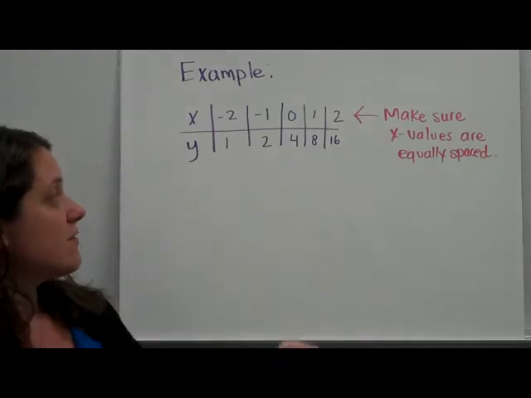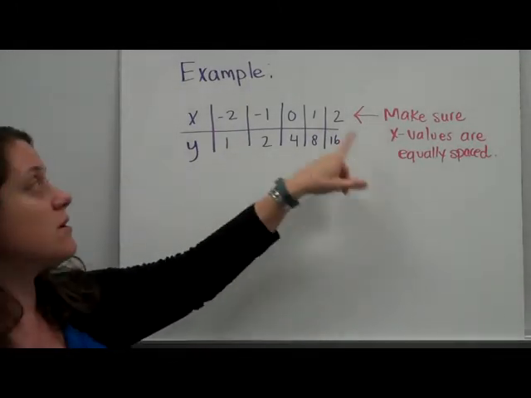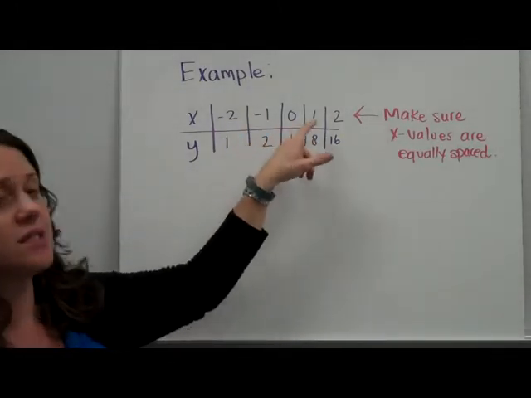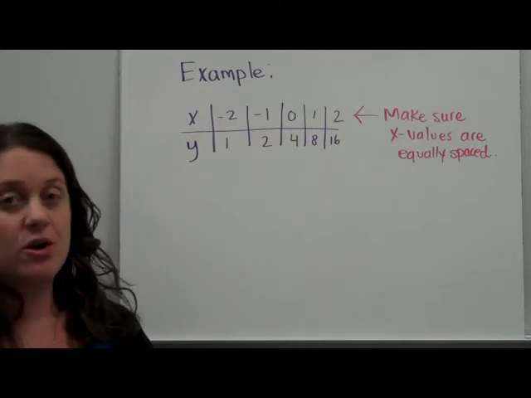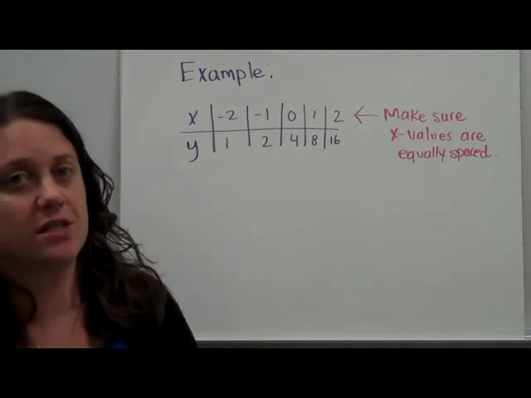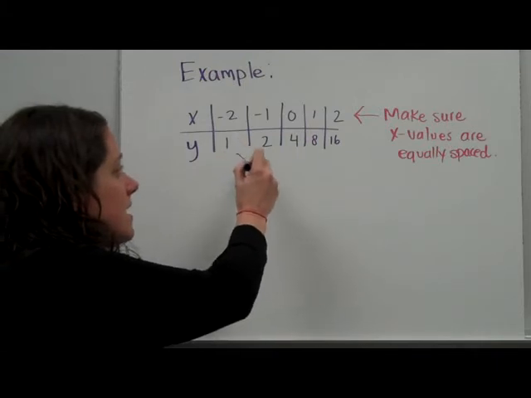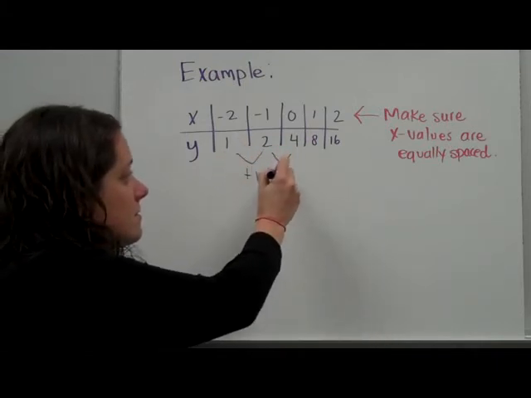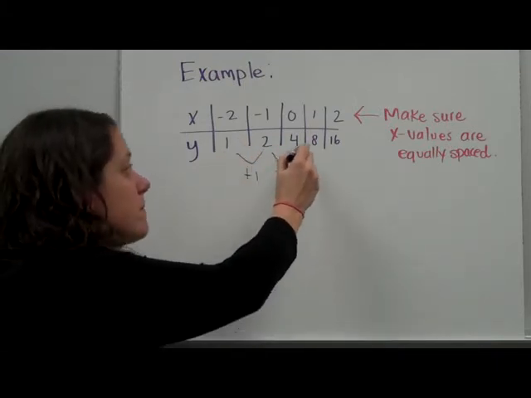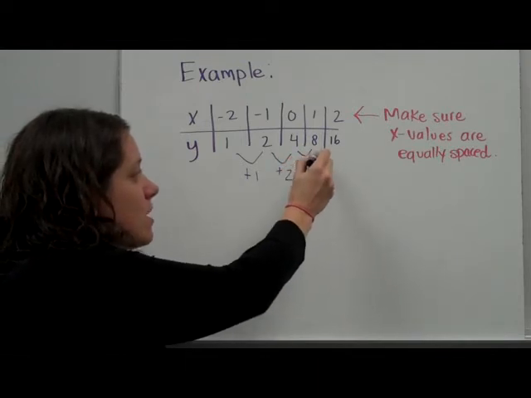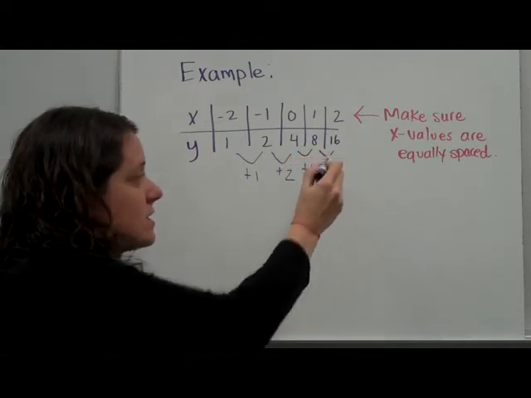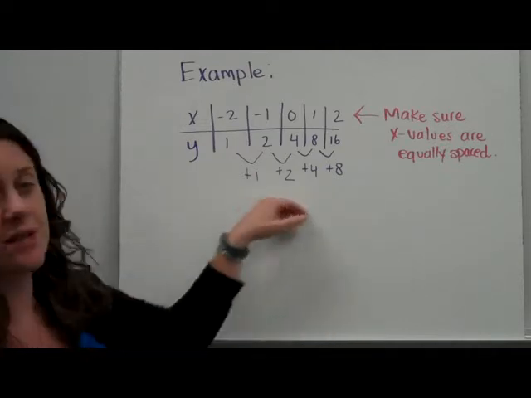Alright, so what am I checking? First I have to make sure that the x values are equally spaced. So -2, -1, 0, 1, 2. They are. So I'm going to go through and check the first differences. I look here and I say that's +1, +2, +4, +8. Okay, so those are my first differences.